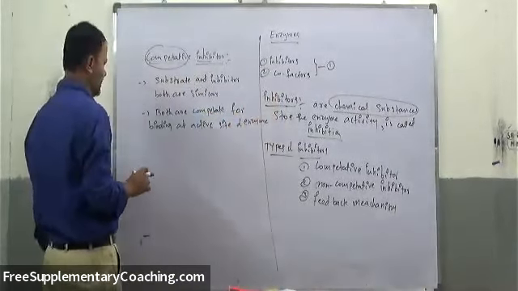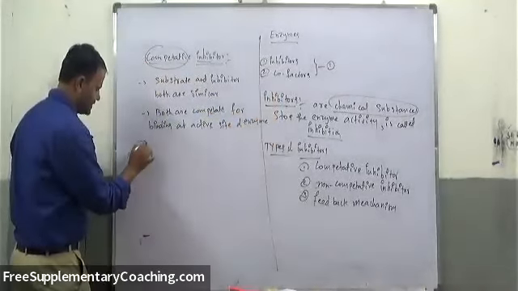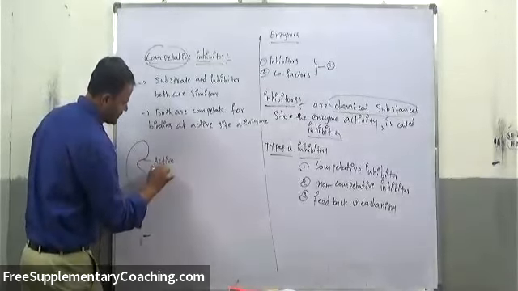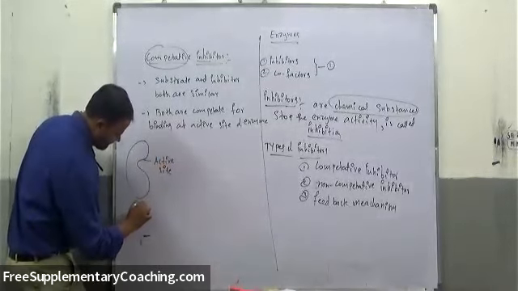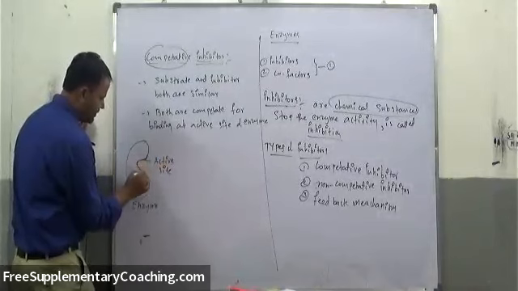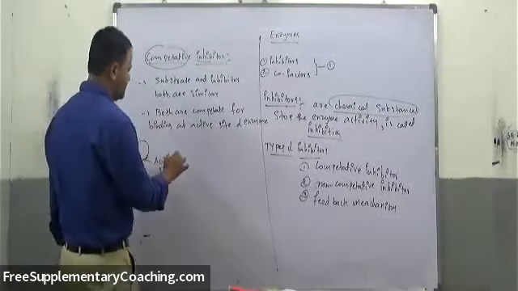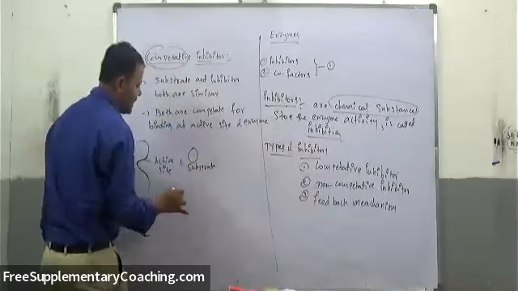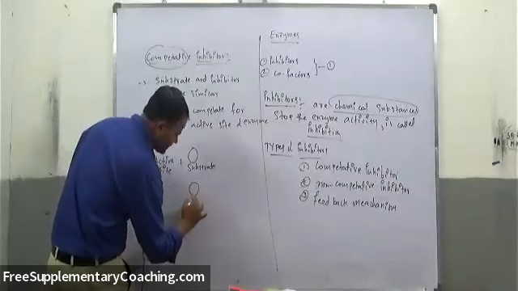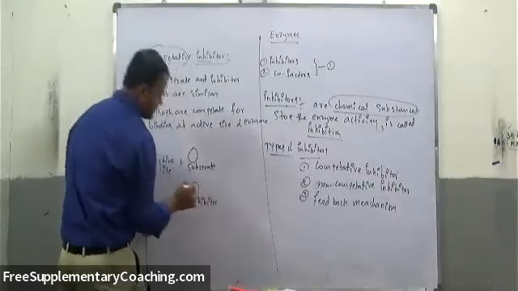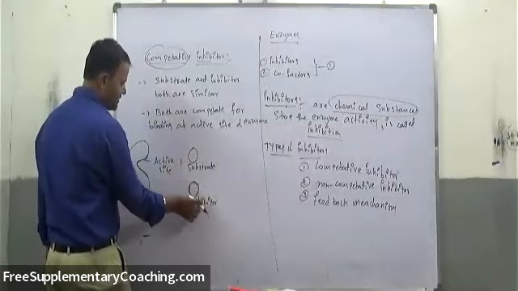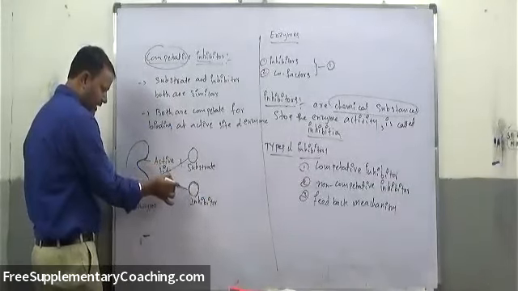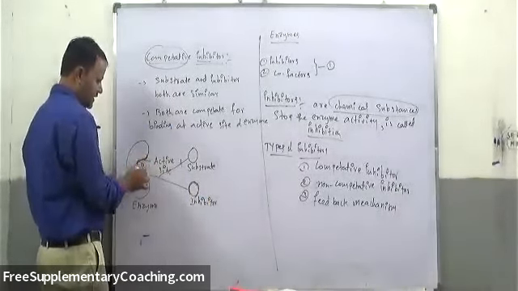So which one binds here? See, these are the enzyme. At the enzyme, this pocket-like structure is called the active site. Now these are the substrate, and these are the inhibitor. Substrate and inhibitor are both structurally similar, and both compete for binding at the active site of the enzyme.